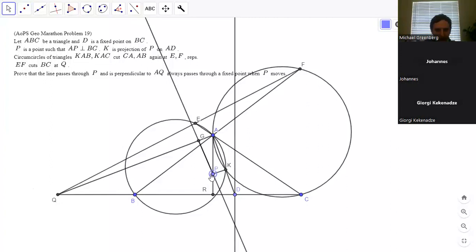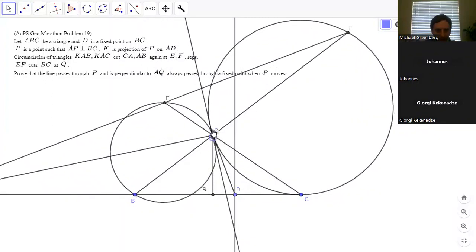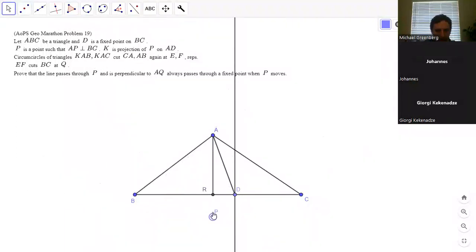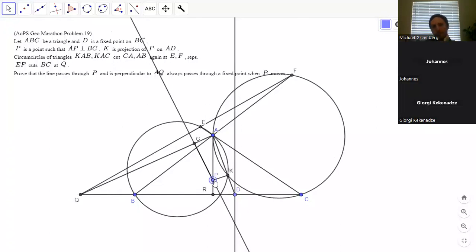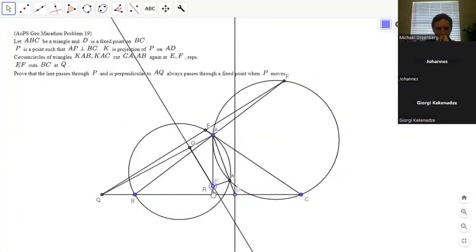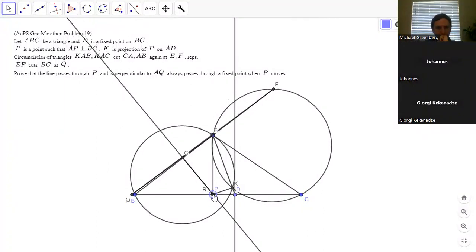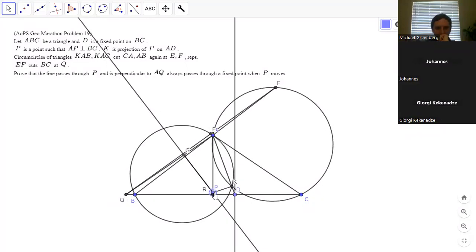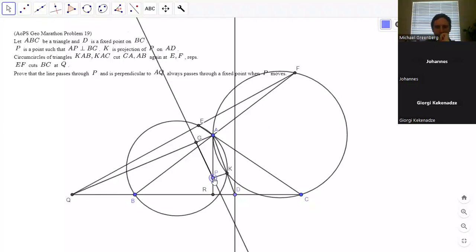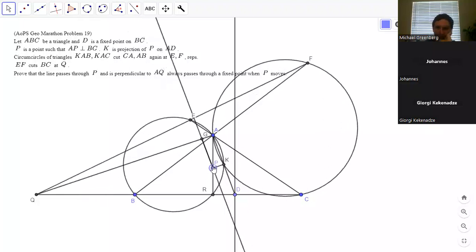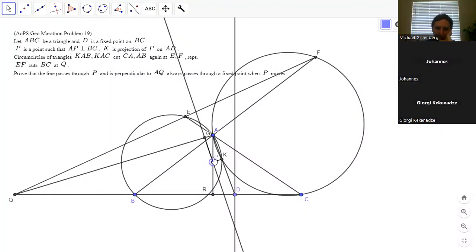So is there a special case when P equals A or something? Or when P is the foot of the altitude, you project it. P is the foot of the altitude. Doesn't really help that much. As P approaches A.